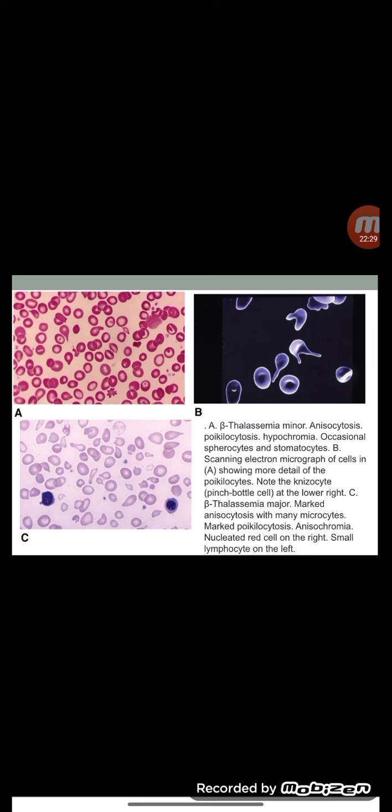Here you can see the microphotographs of peripheral smear of those patients with beta thalassemia. You can see the target cells, round cells with a central dot-like thing, and variability of the size, which is called poikilocytosis, and abnormal RBC with the nucleus and fragmented RBC.